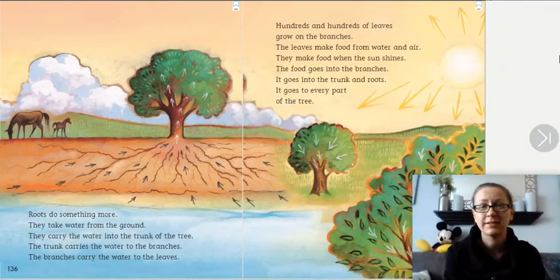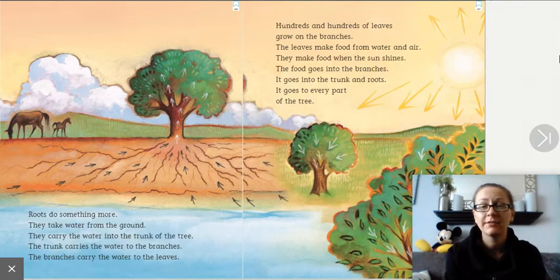Okay, let's read these pages together. This is page 136 we're going to start on. Roots do something more. They take water from the ground. They carry the water into the trunk of the tree. The trunk carries the water to the branches. The branches carry the water to the leaves.